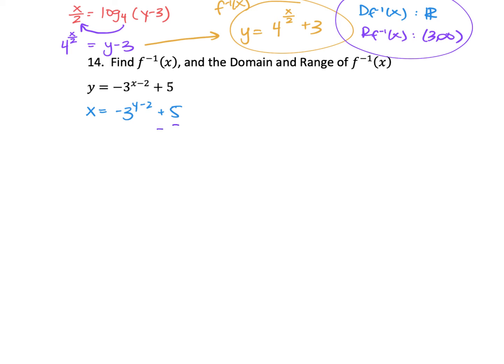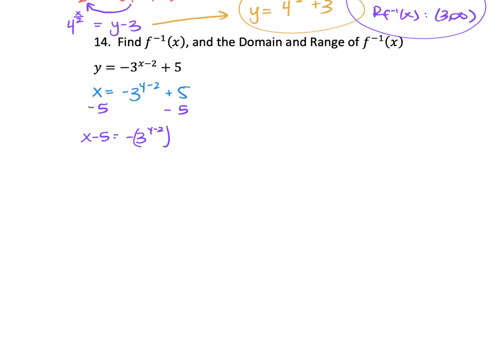Reverse PEMDAS order, I need to subtract 5 from both sides. I get x minus 5 is equal to negative 3 raised to the power of y minus 2. That negative is outside of the base. So I'm going to divide both sides by negative 1. You could also think of it as multiplying both sides by negative 1. So I get negative x plus 5 is equal to 3 to the power of y minus 2.